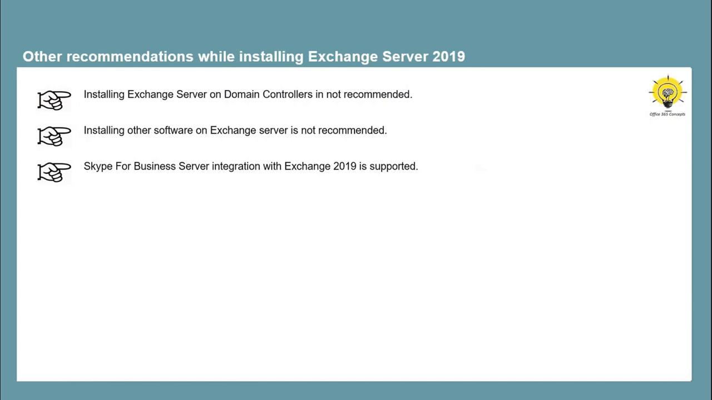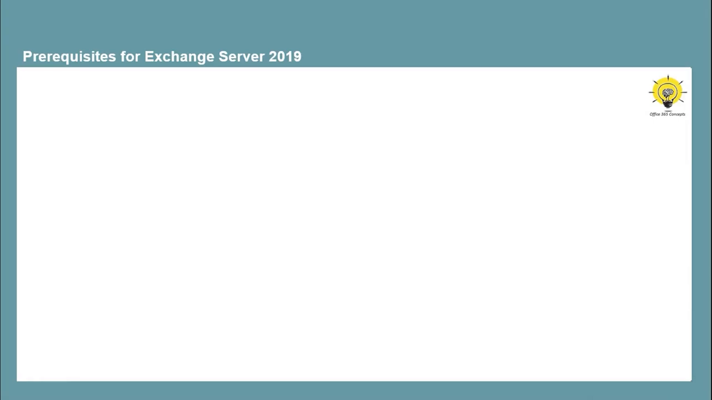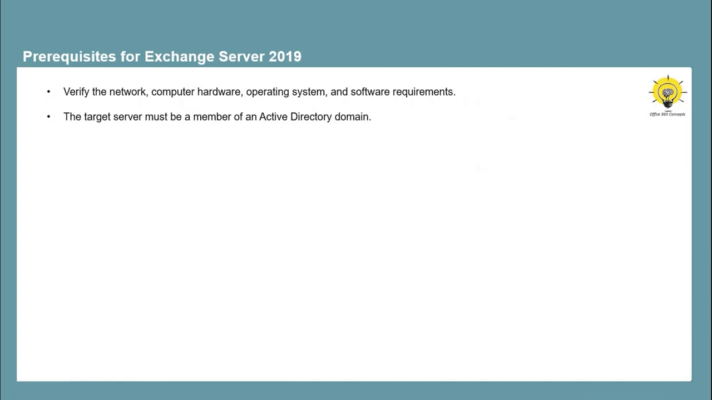Now let's discuss what are the prerequisites that are required to be met before we install Exchange 2019 on a Windows server. Do not worry about prerequisites and steps for now. In the next video, I will be demonstrating how to install Exchange 2019. So I will show you how to meet all these prerequisites step by step. We have already discussed hardware and operating system requirements for Exchange 2019 installation. The server on which you will be installing Exchange 2019 needs to be a member of Active Directory.